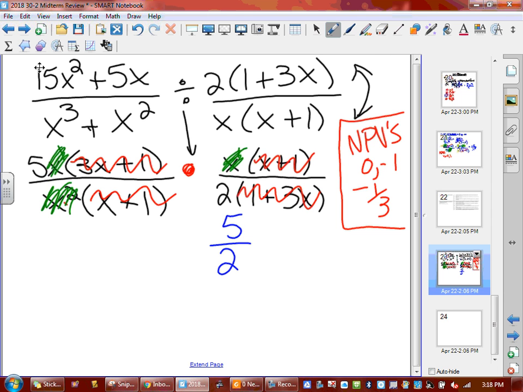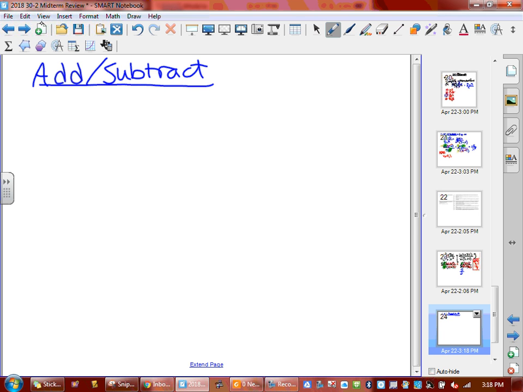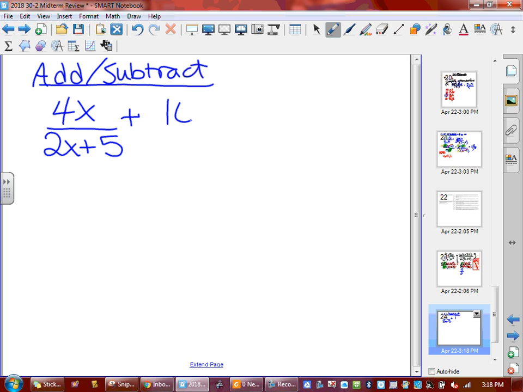All right. So now we are plussing and subtracting. So we're going to add and subtract, then we've got to put an equal sign in. Add and subtract. So, let's take a look at 4x over 2x plus 5 plus 10 over 2x plus 5.